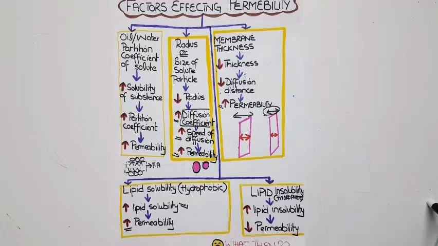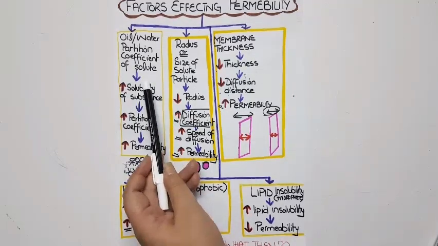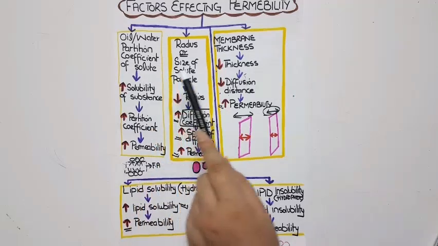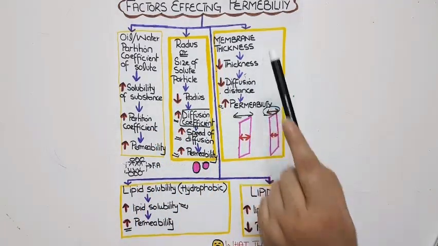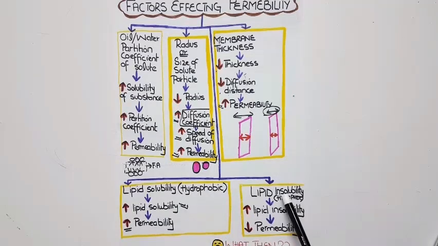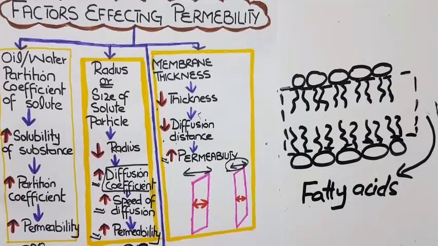Factors affecting permeability. Permeability is the ease with which solute particles will diffuse through the cell membrane, and it depends on certain factors like oil or water partition coefficient of solute, radius or size of solute particles, membrane thickness, lipid solubility, and lipid insolubility. So what is this oil or water partition coefficient of solute?